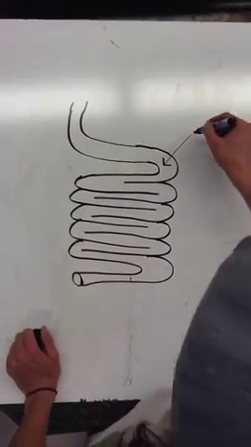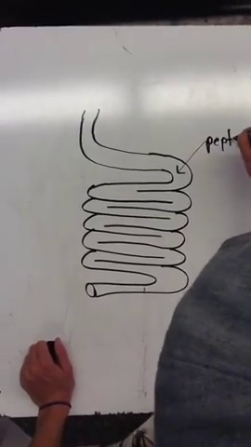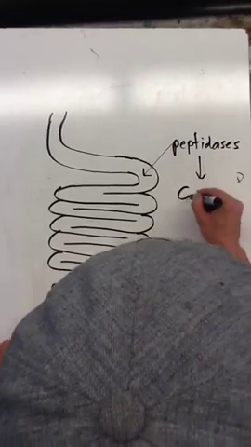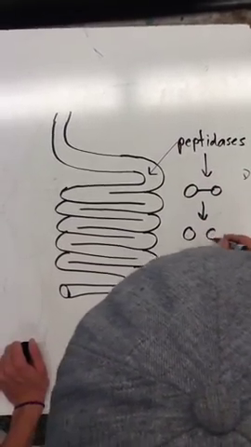Another enzyme found in Jeb's small intestine is peptidases, which is the final enzyme used in the digestion of protein. It takes the dipeptides and turns them into single amino acids.